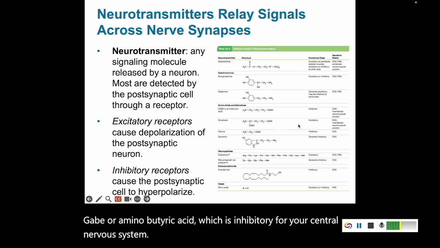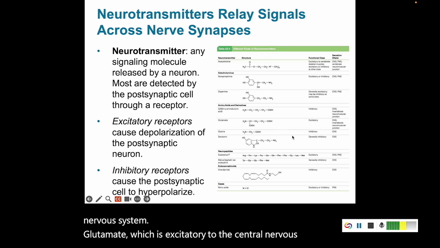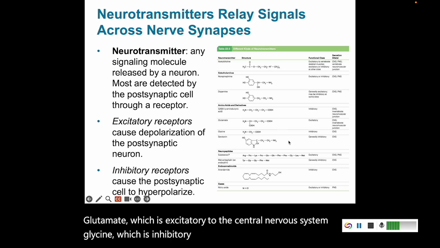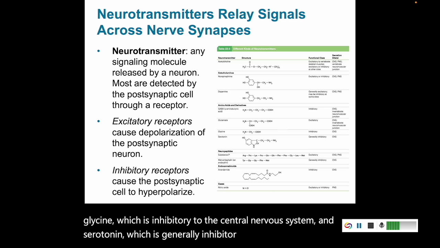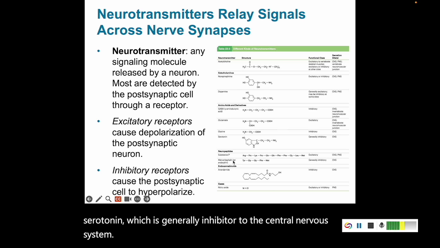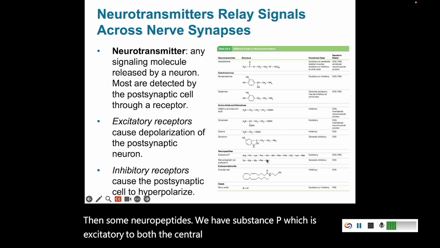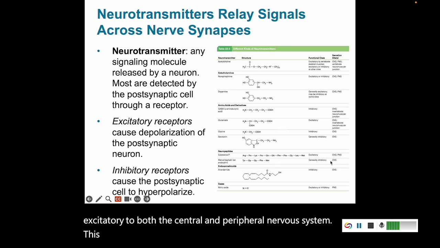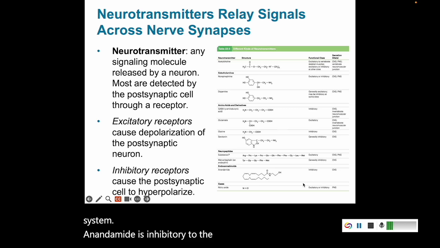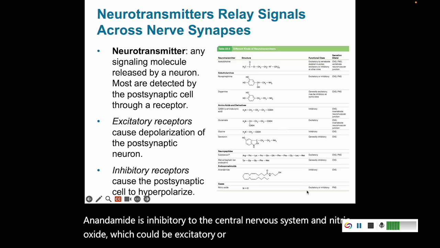Glutamate, which is excitatory to the central nervous system. Glycine, which is inhibitory to the central nervous system. And serotonin, which is generally inhibitory to the central nervous system. Then some neuropeptides, we have substance P, which is excitatory to both the central and peripheral nervous system. Endorphin is generally inhibitory to the central nervous system. Anandamide is inhibitory to the central nervous system. And nitric oxide, which could be excitatory or inhibitory, used by the peripheral nervous system.